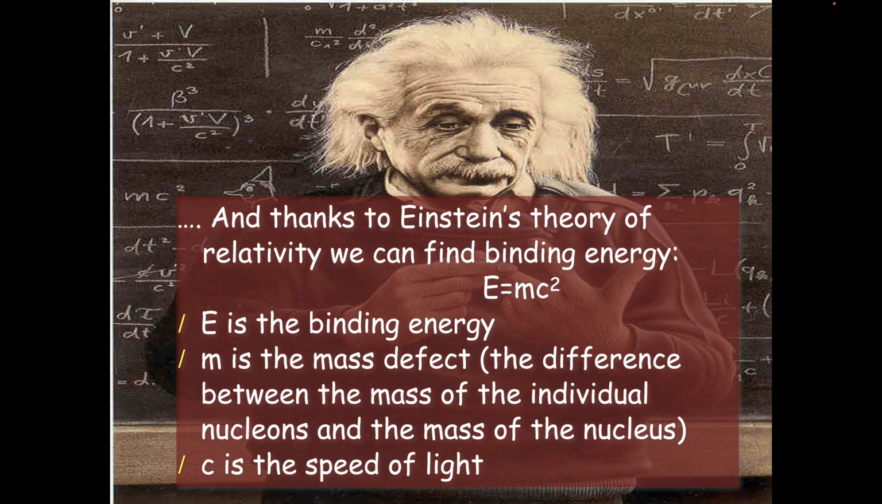Thanks to Einstein's theory of relativity, we find binding energy is connected with the equation E equals mc squared, where E is the binding energy, m is the mass defect, which is the difference between the mass of the individual nucleons and the mass of the nucleus, and c is the speed of light.